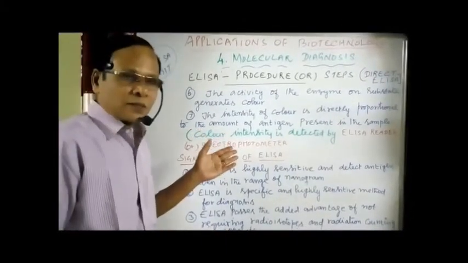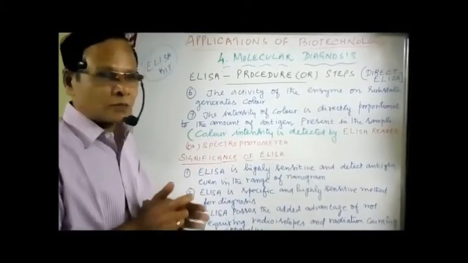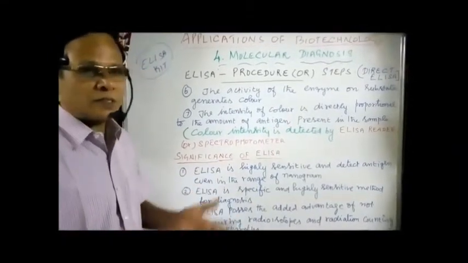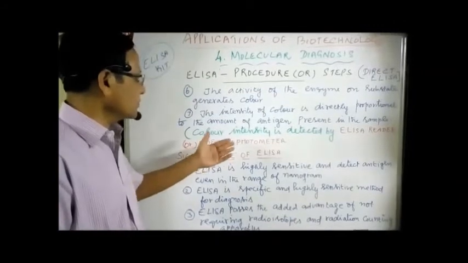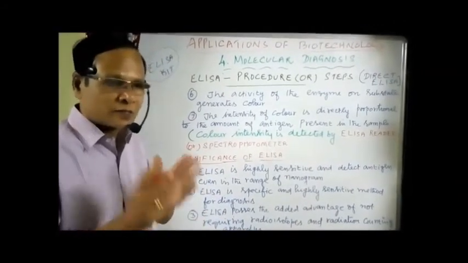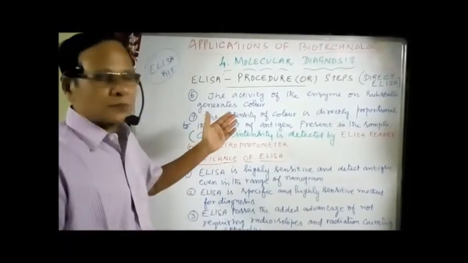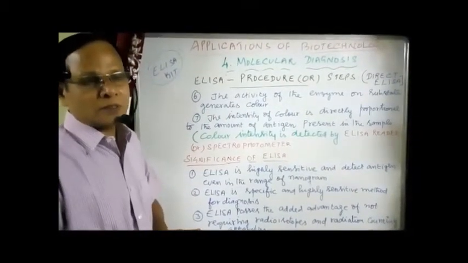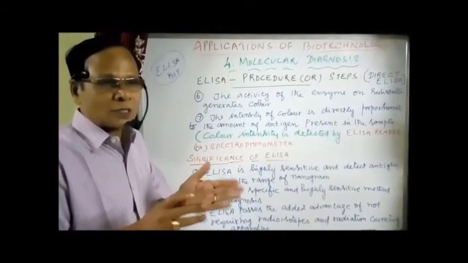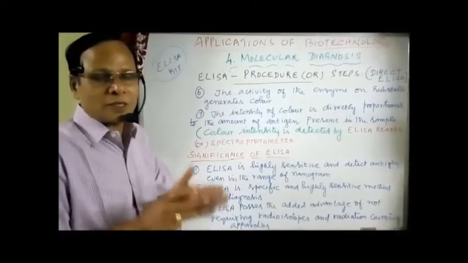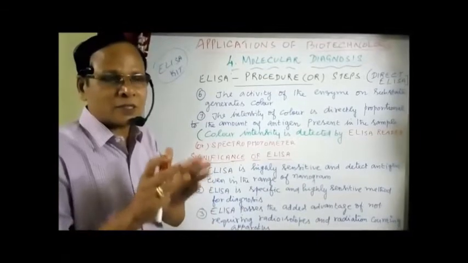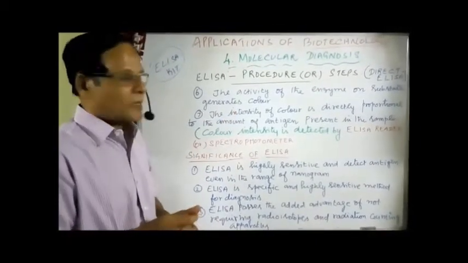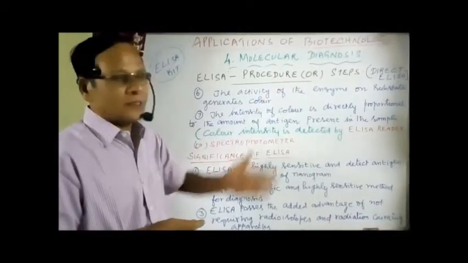Now the intensity of color is read out by a spectrophotometer or ELISA reader, by which one can find out the intensity of color. The intensity of color is directly proportional to the amount of antigen present in the sample. If the intensity of color is more, that means more antigen is present. If the intensity of color is less, that means less antigen is present in the given sample. That's about the procedure, and this is meant for direct ELISA.